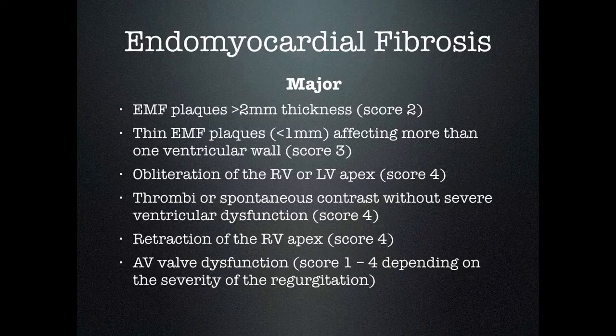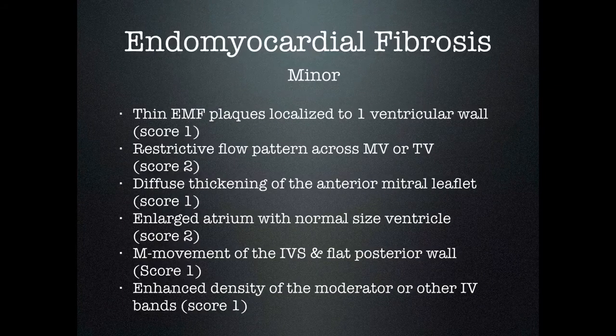And the score here will depend on how bad the dysfunction is. Minor criteria are similar to major but less severe. Thin EMF plaques located in one ventricular wall, restricted flow pattern across the mitral valve to tricuspid valve, thickening of the anterior mitral leaflet, enlarged atrium with a normal-sized ventricle, changes to the interventricular septum and the posterior wall, and enhanced density of the moderator band or other IV bands.